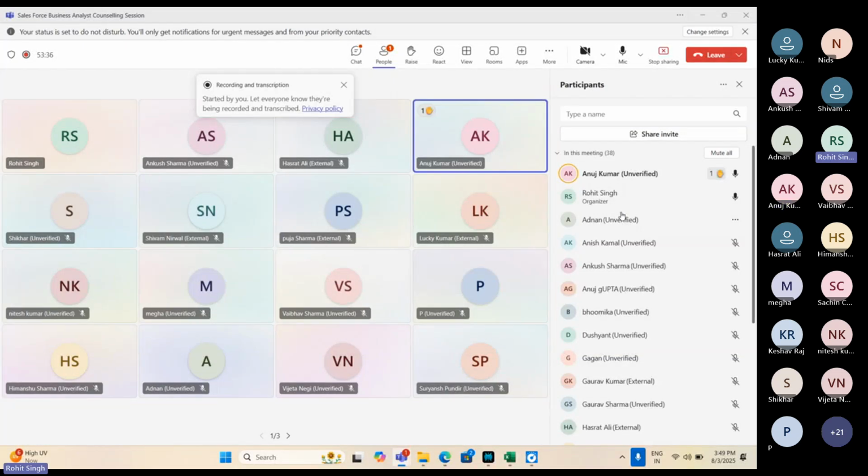ऐसा कुछ नहीं है, लेकिन it is just that it's your will. देखो, अब it depends upon candidate to candidate. Believe me, I have candidates who are working in the same company for the last 1.5 or 2 years.